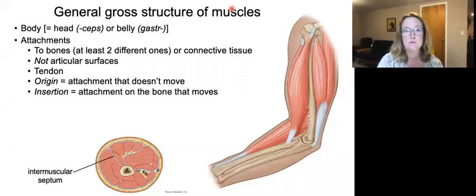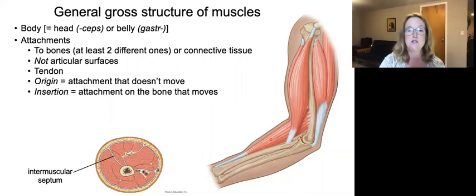But most skeletal muscles move joints. And to do that, they attach to at least two different bones or to connective tissue that is attached to those bones. So for example, this muscle brachioradialis, you can see right here, attaches to the humerus proximally and to the distal radius distally. Muscles move joints, they do not attach to joints. They do not attach to articular surfaces. So for example, a muscle will not attach to the femoral head or to the humeral head. Remember that those articular surfaces are covered with articular cartilage, and muscles don't attach to that.